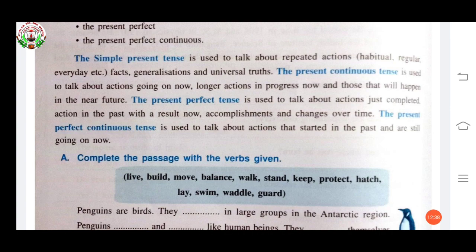Okay. Now see, the present perfect continuous tense is used to talk about actions that started in the past and are still going on now.